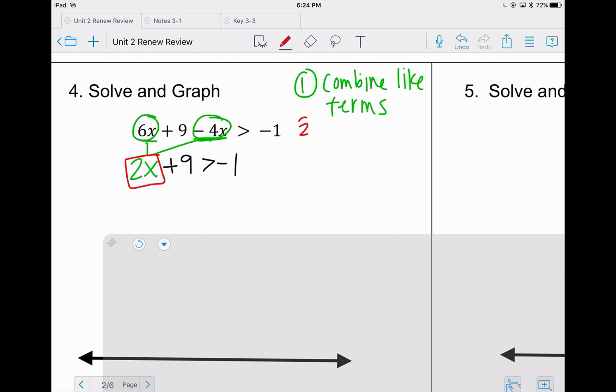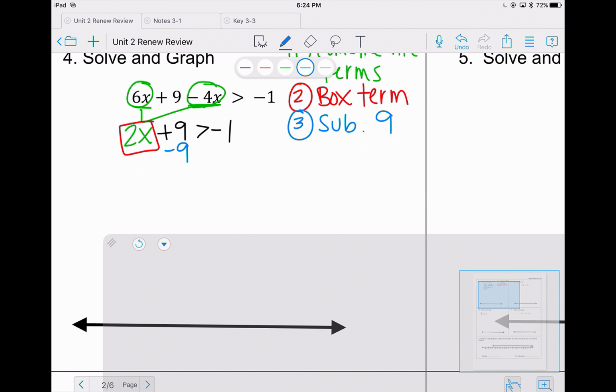From here, I box my term. And remember, you can do that on step 1 and see that you have 2 boxes, or like I have 2 circles. So if you have 2 circles, you have to put them together. Step 2 is to box my term, and then step 3 is to move what's outside of my box. So what's outside of my box is a positive 9, meaning I need to subtract 9 to make it disappear over to the other side.